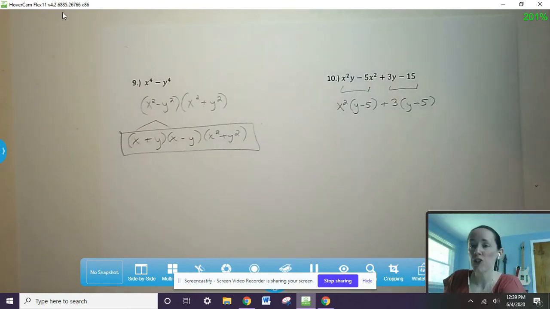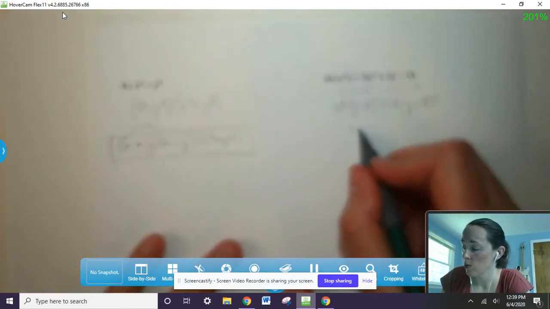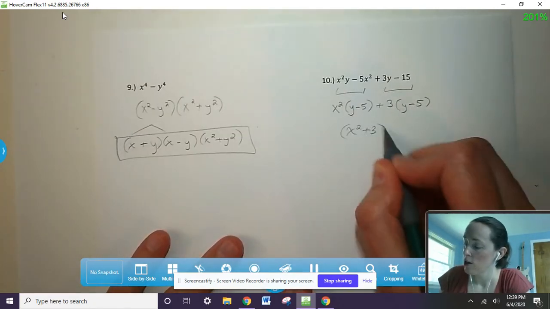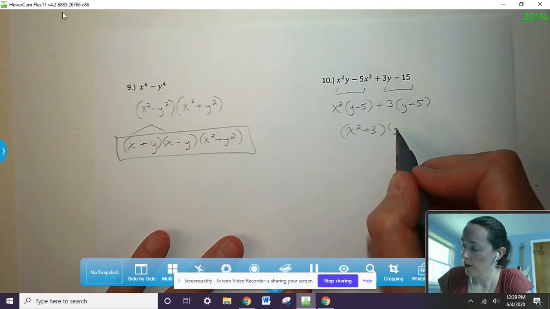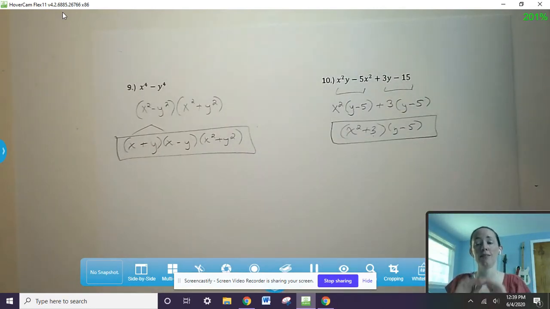If we didn't have a matching expression here, then grouping wouldn't work. Grouping doesn't always work, but when it does work, you get those matching expressions. So you take those 2 little GCFs, they make one factor, and the repeated expression makes a second factor. This one does not factor any further.